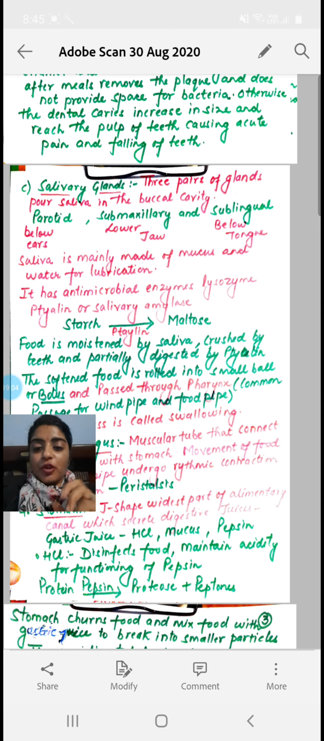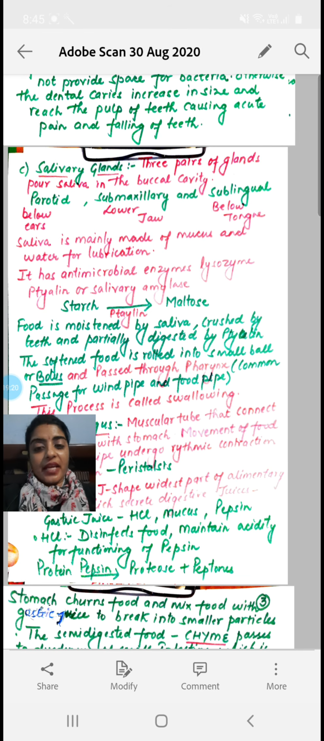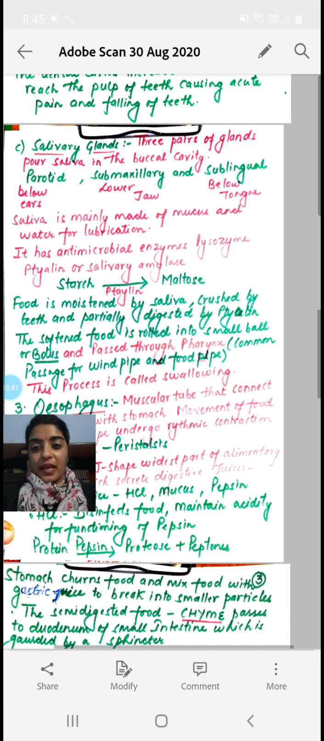Now, what is the function of the salivary gland? This salivary gland, it produces the saliva in the buccal cavity. Okay. Now, as I have already discussed with you, there are 3 pairs. So, what are these 3 pairs? What are the names? Parotid gland, submaxillary gland and sublingual gland. Parotid glands, they are present below the ears. Clear? Submaxillary, they are present in the lower jaws. Clear? And sublingual, they are present below the tongue. So these are the positions and these are the 3 sets, or 3 pairs, of the salivary gland.